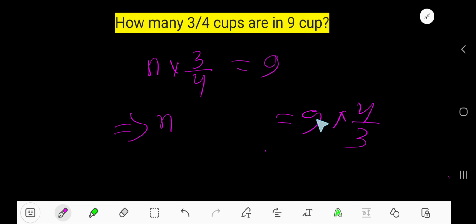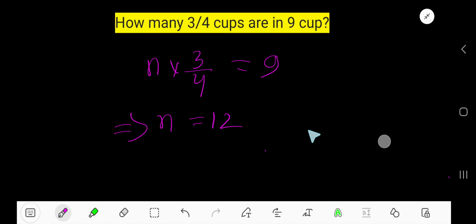So divide this 9 by 3, you will get 3. 3 times 4 is 12. n equals 12. That is, you have to add 3/4 cups of something 12 times totally to equal 9 cups.